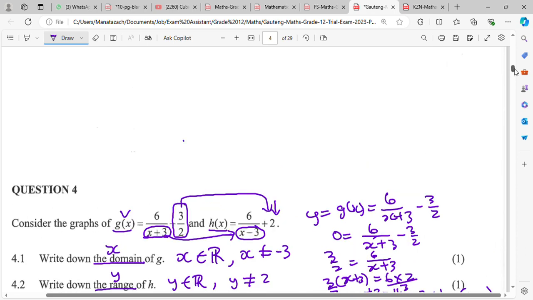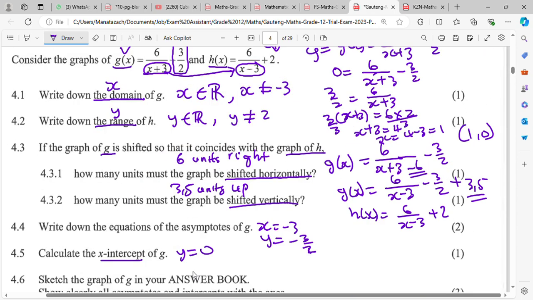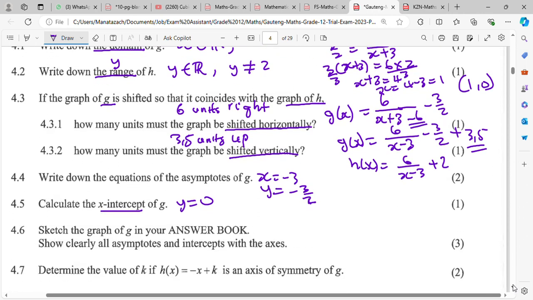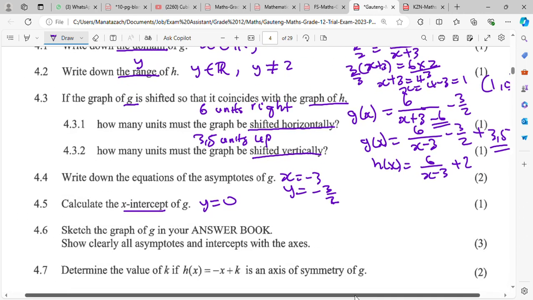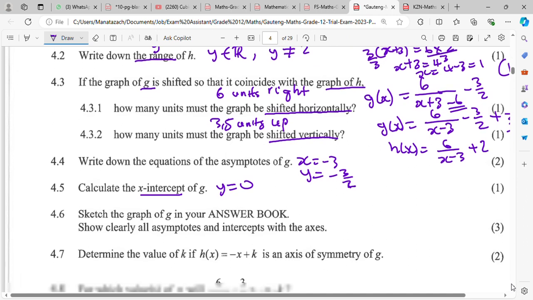I hope that is clear. Now we'll move to the next question. It's quite a long list of questions, but we're almost done. Just bear with me.